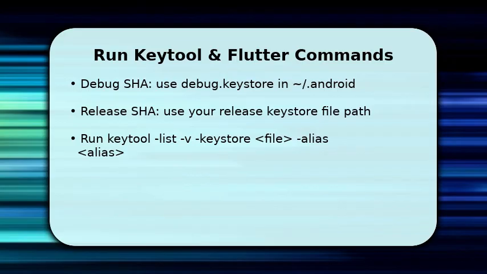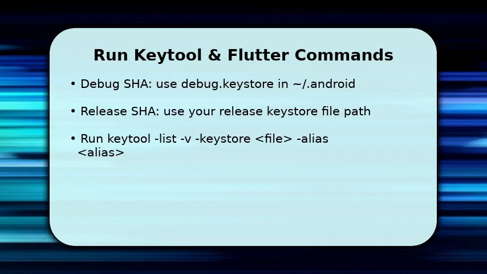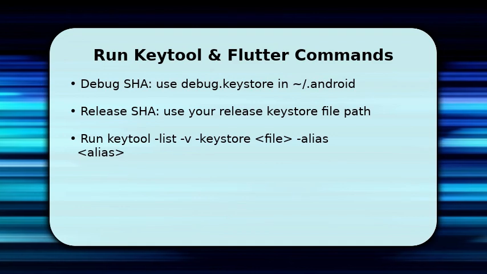For debug, typical alias is androiddebugkey and password is android. For release, supply your keystore password and alias. Make sure to wrap paths in quotes if they contain spaces. After you get SHA values, copy the SHA1 or SHA256 as required by the console you're configuring.